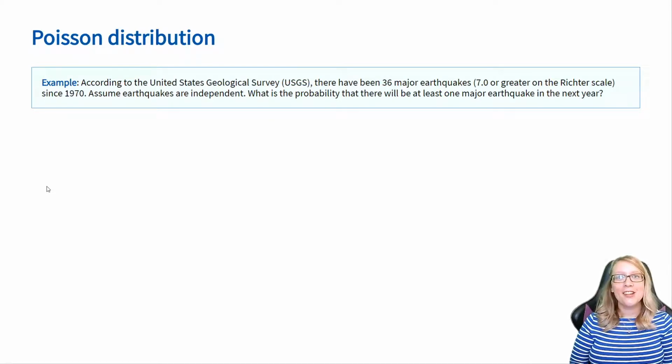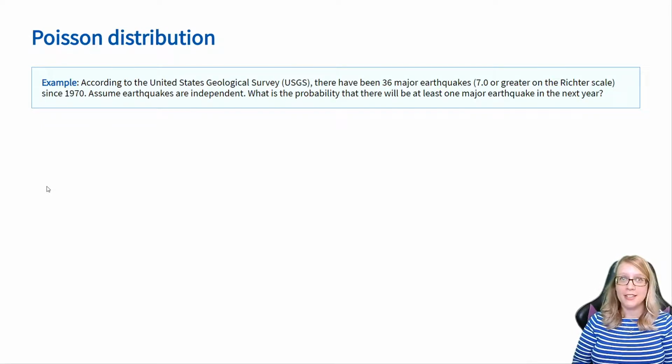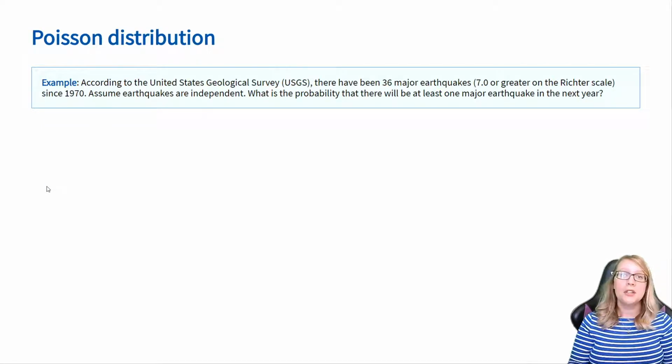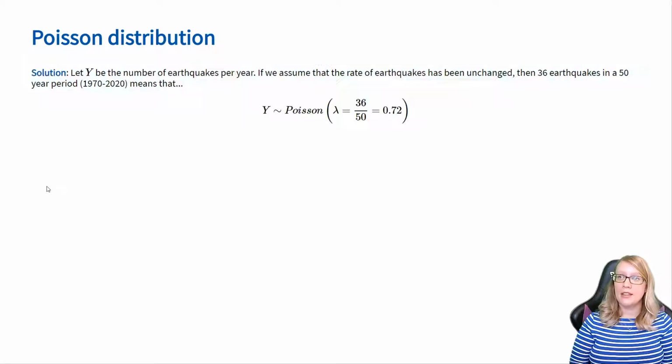Let's take a look at another example. According to the U.S. Geological Survey, or the USGS, there have been 36 major earthquakes, defined as a 7.0 or more on the Richter scale, since 1970. We'll assume that earthquakes are independent. What's the probability that there will be at least one major earthquake in the next year? So we'll let y be the number of earthquakes per year. If we assume that the rate of earthquakes has been unchanged, then 36 earthquakes in a 50-year period gives an average of about 0.72 per year.